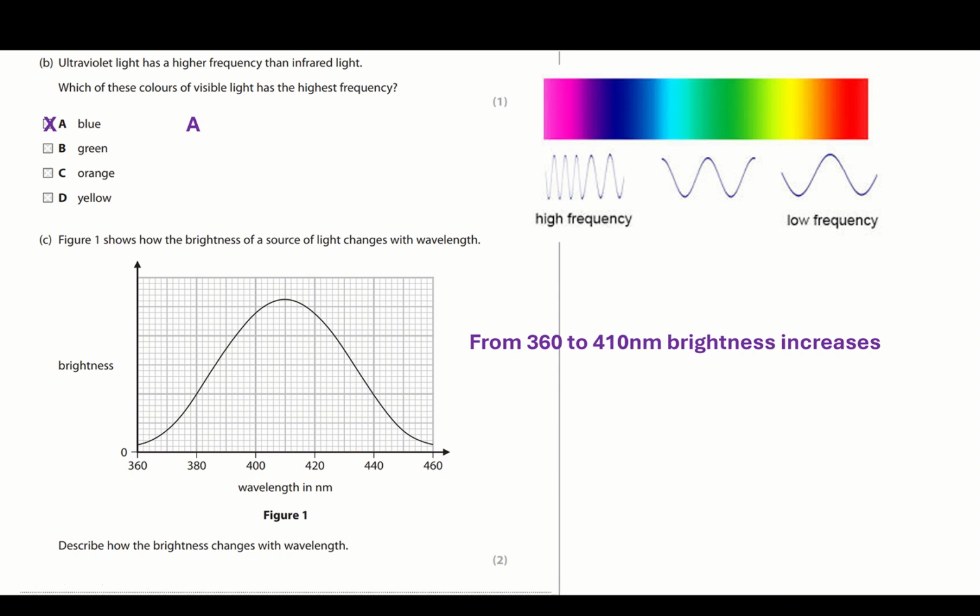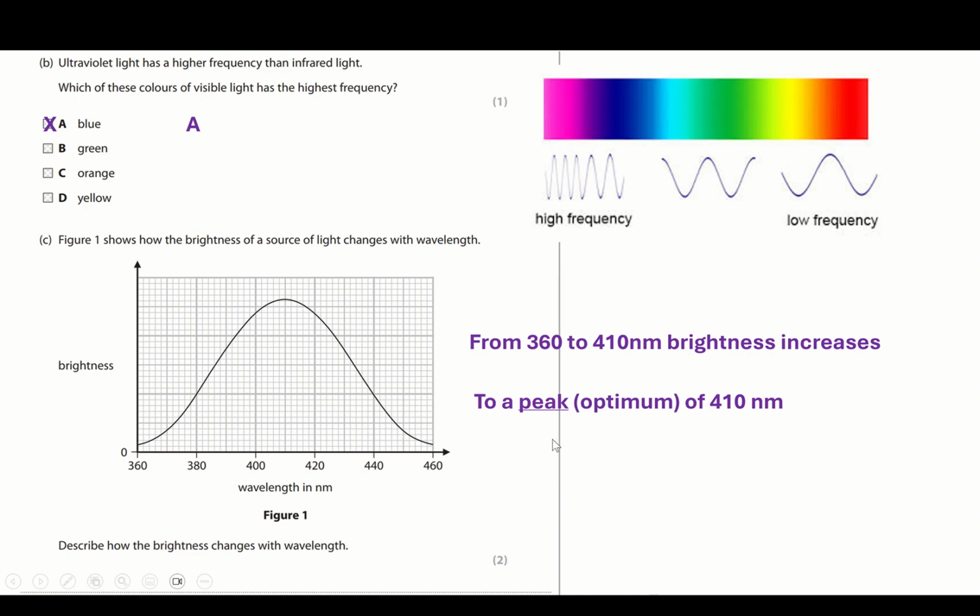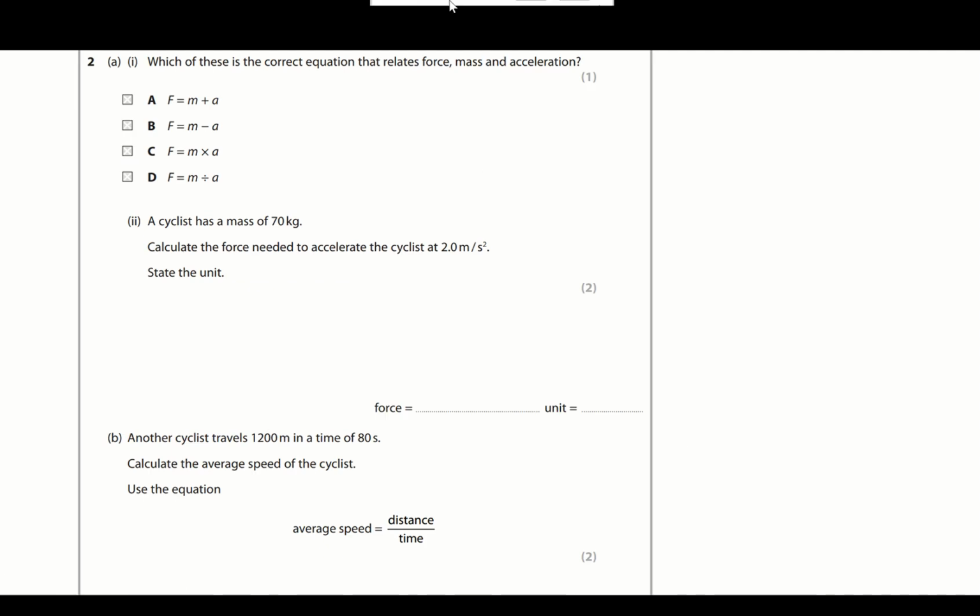From 360 to 410, I always want to encourage you to include the values on the x-axis. The brightness increases to a peak of 410 nanometers, and then the brightness decreases. If you wanted to, you could add in there that it's a non-linear relationship as well if you wanted to show off. And I believe that's the end of video 1.